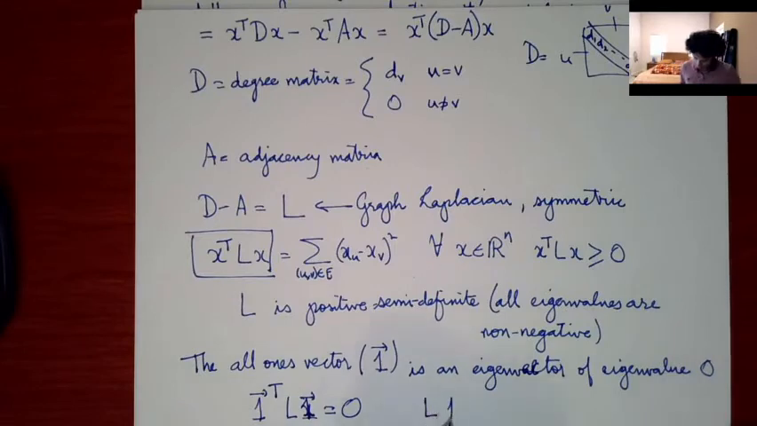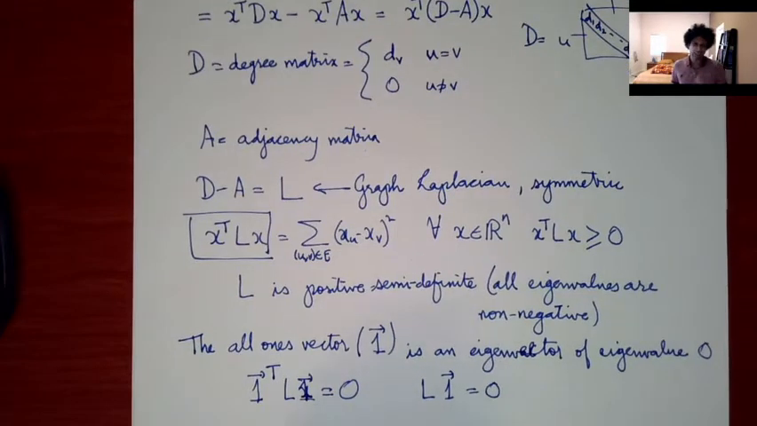Right? Or L1 is just equal to 0. When you apply the Laplacian on the all ones vector, or actually any vector where all coordinates are equal, then you get a 0. And I won't get into this, but in spectral graph theory, you can look these things up: the multiplicity of the eigenvalue 0 is exactly the number of connected components in the graph. But let's not get into that.